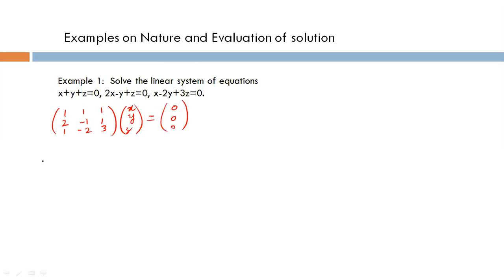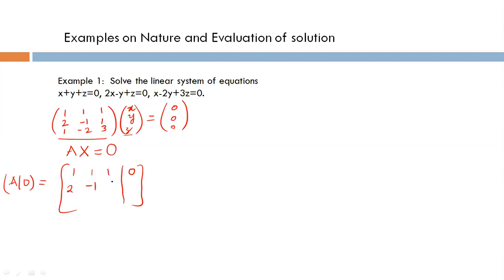Right side is 0. Now we can see that if we compare, it is A, it is X matrix, and this is a null matrix. It's a homogeneous system. Now I'm going to write its augmented matrix. 1, 1, 1, 0, 2, minus 1, 1, 0, 1, minus 2, 3, 0.